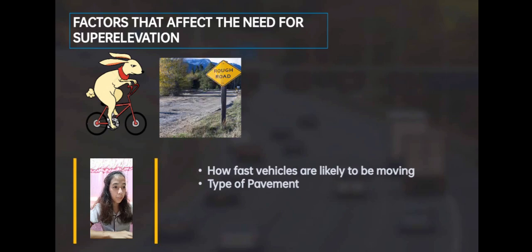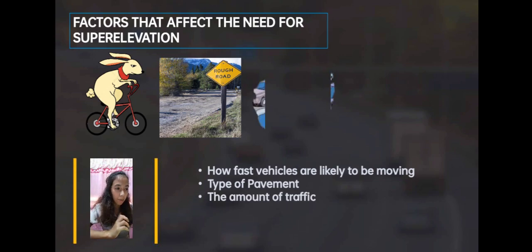Next, number 2 is the type of pavement. The picture shows a rough road. On a rough road, vehicles are driven slowly, which means the need for super elevation is lesser. Next is the amount of traffic.